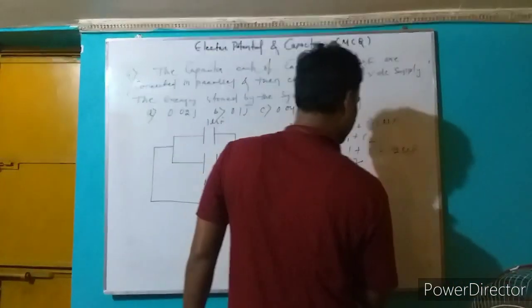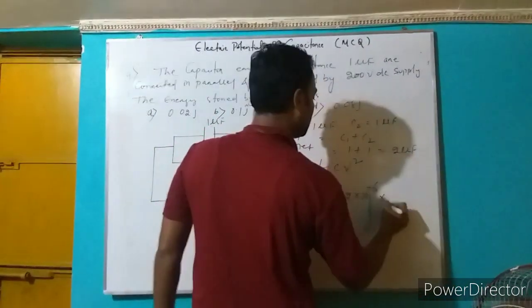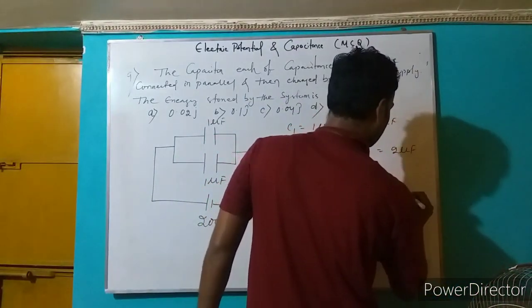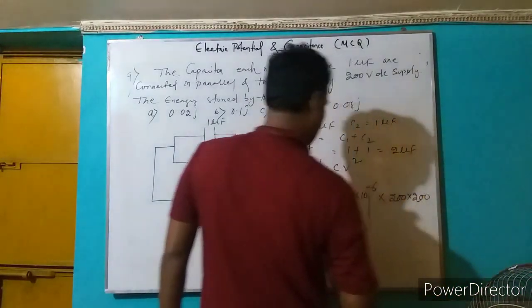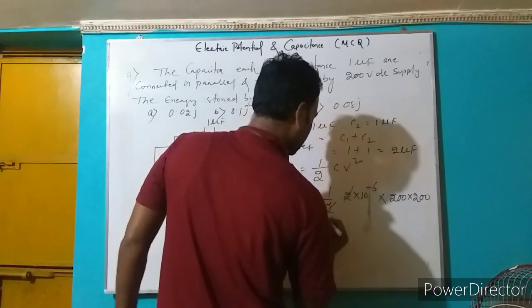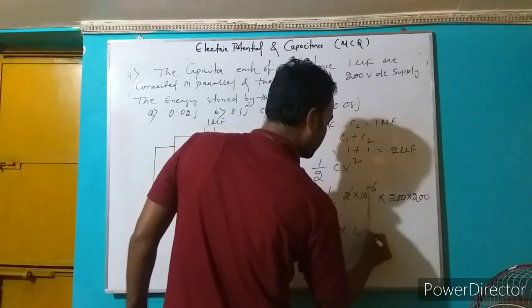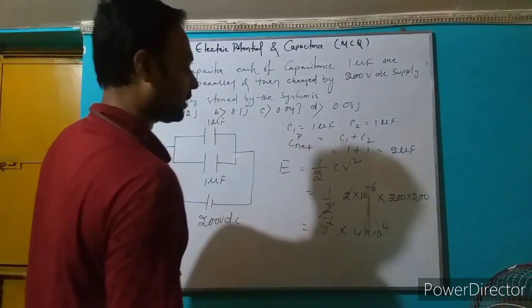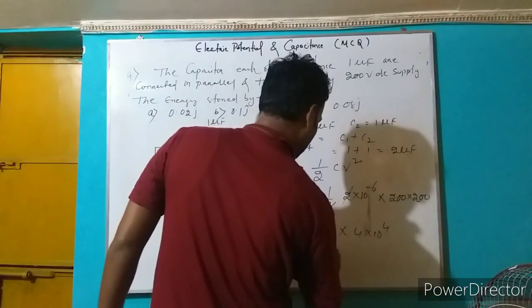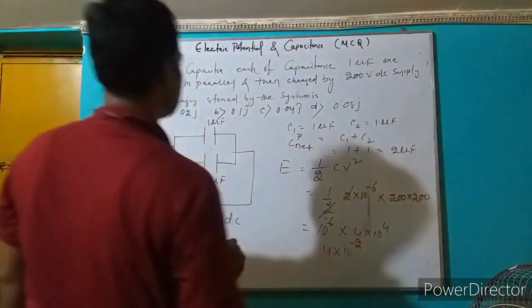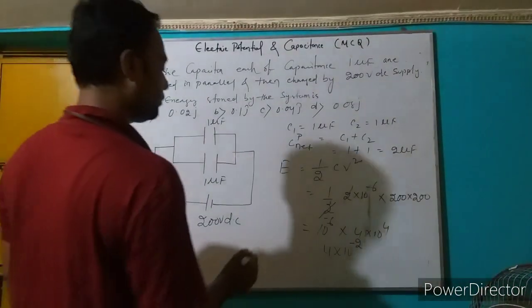Here, 2 into 10 to power minus 6 into V square. V square means 200 into 200. So here the 2 cancels out. Here 10 to power minus 6 into 4 into 10 to power 4. So 10 to power minus 6 and 10 to power 4 combine, giving 4 into 10 to power minus 2.